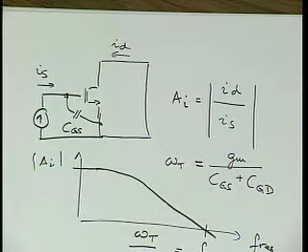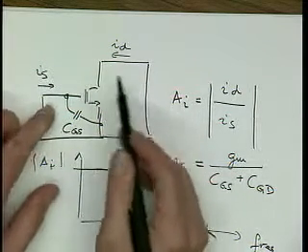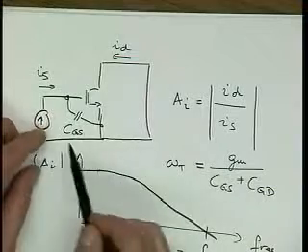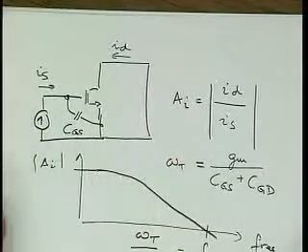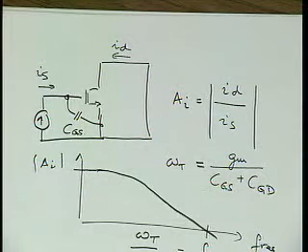Well, it kind of says something about the transistor's own strength versus the load it presents, right? If the transistor doesn't even produce as much current at its drain as it needs to charge its gate capacitance, it's kind of probably not that useful anymore, right?